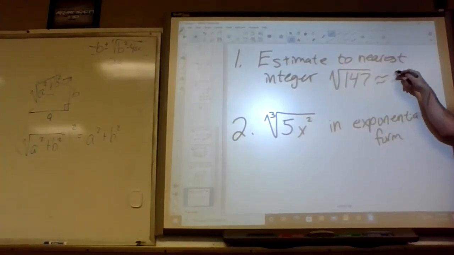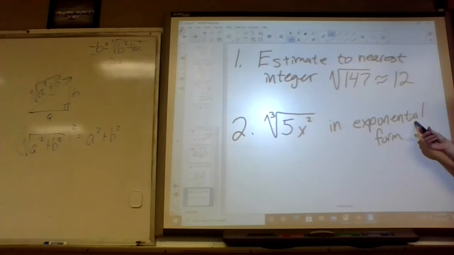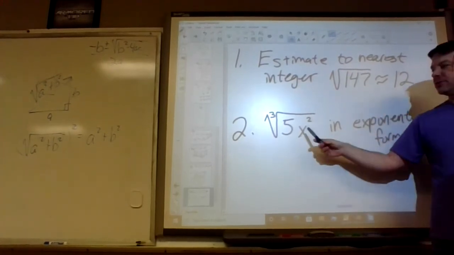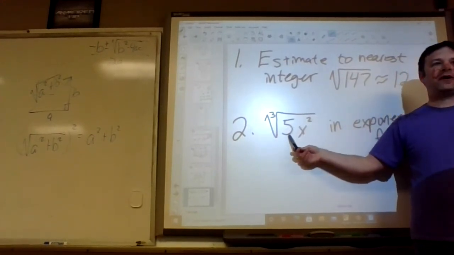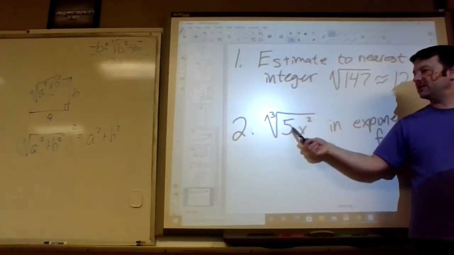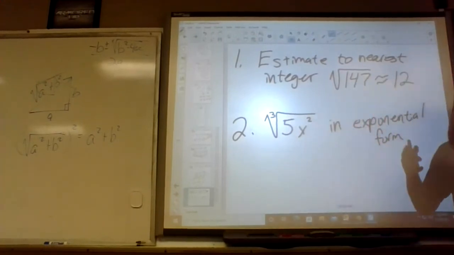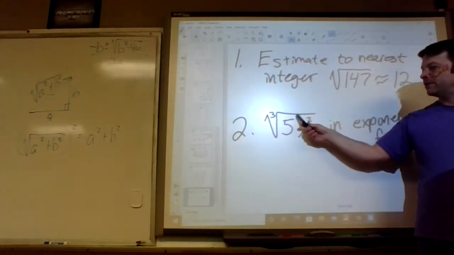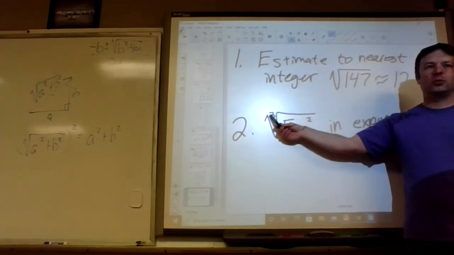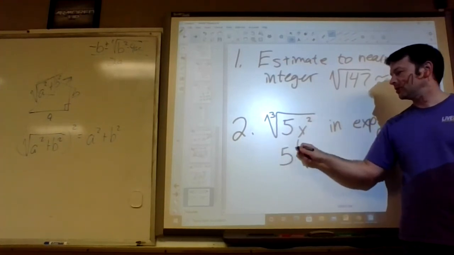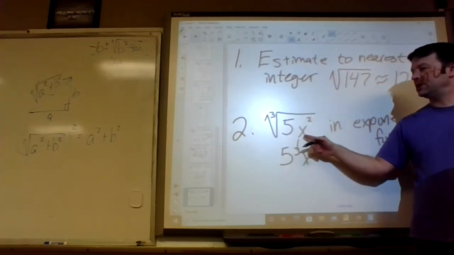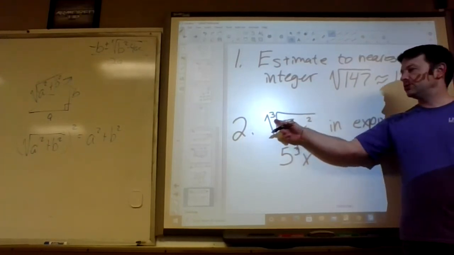How do you do exponential? Okay, what does exponent mean? Power, the little numbers, powers. So this is called radical form. This symbol is a radical. The cube root of 5 is the same thing as 5 to the what power? 5 to the 1/3, times x to the 2/3.